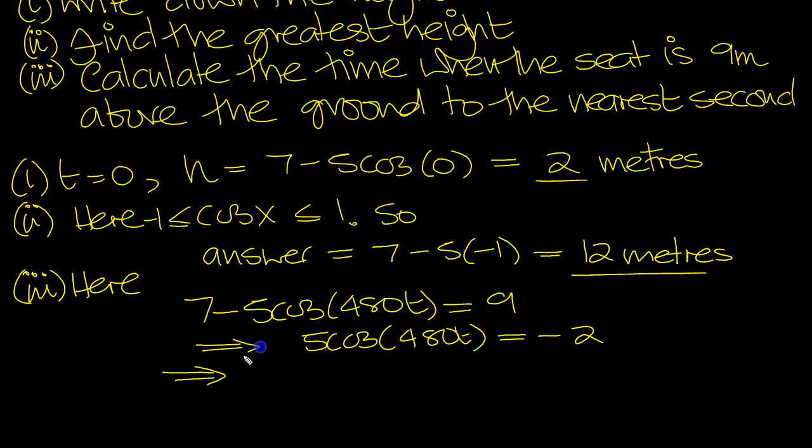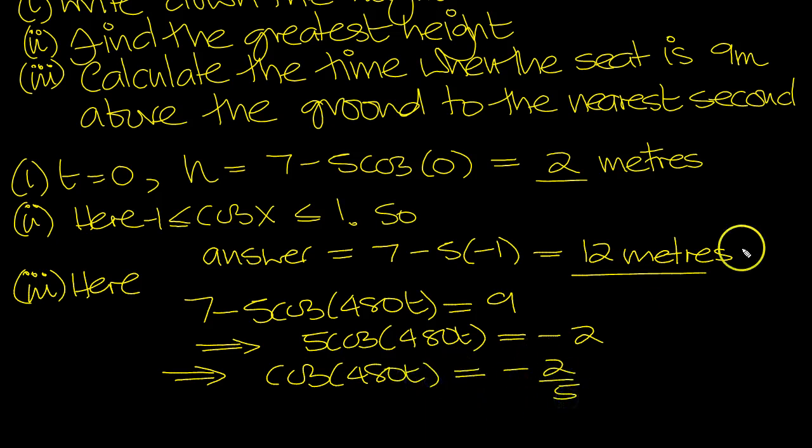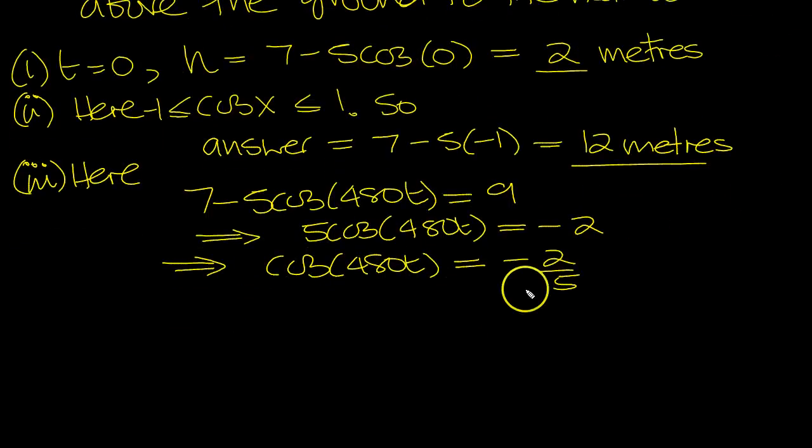So that tells us that cos 480t is equal to minus 2 over 5. So when is cos negative? If you look at the graph of the solutions, the CAST diagram, cos is positive here and here, it's negative there and there. So the first time this function, if you go round, will be here, won't it?